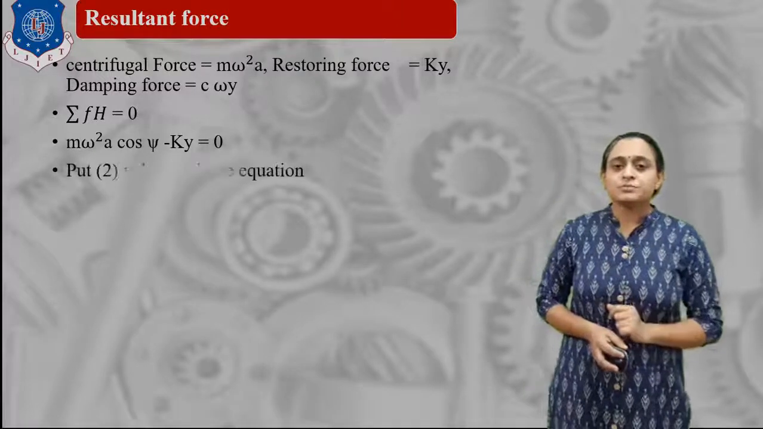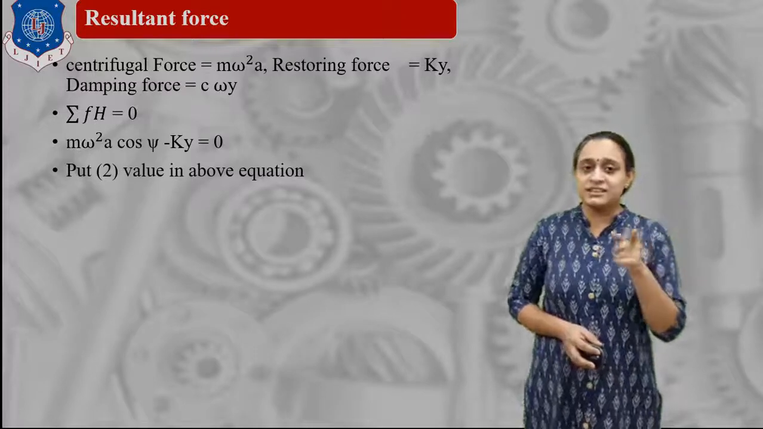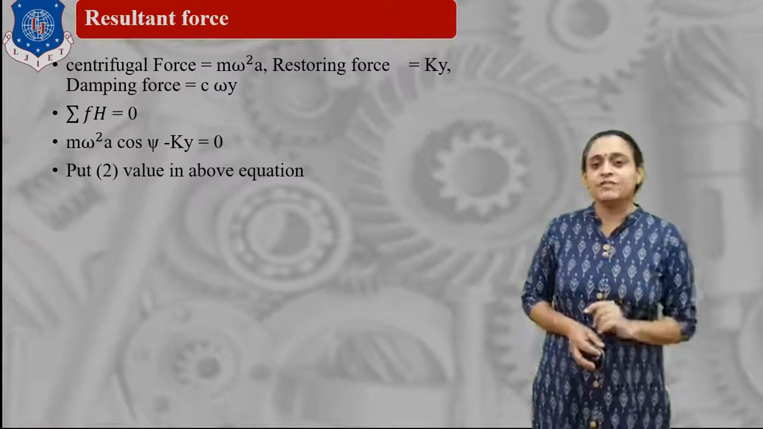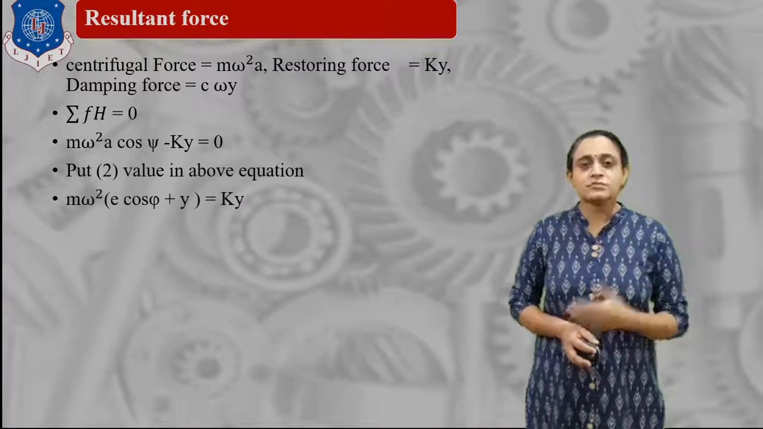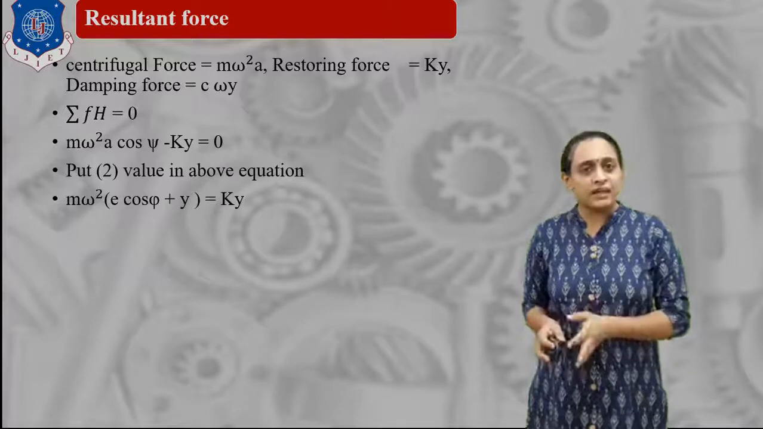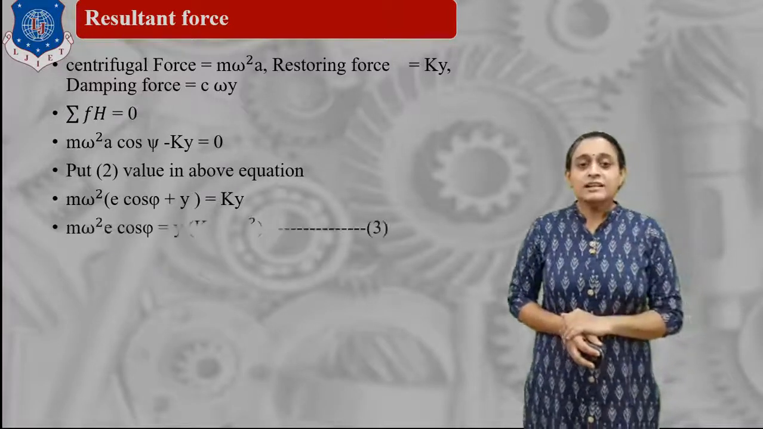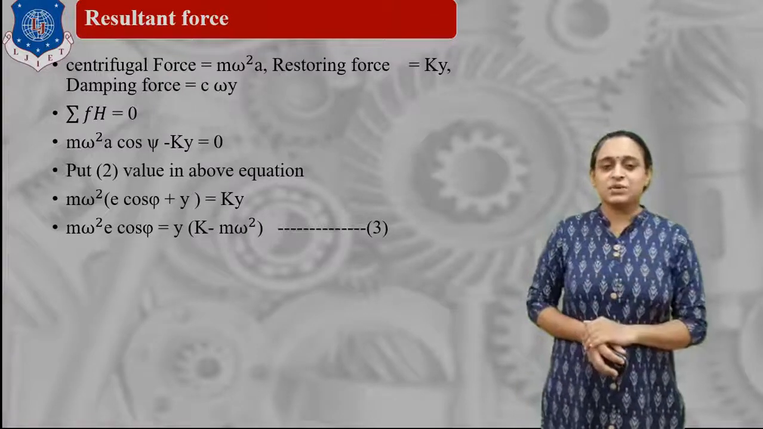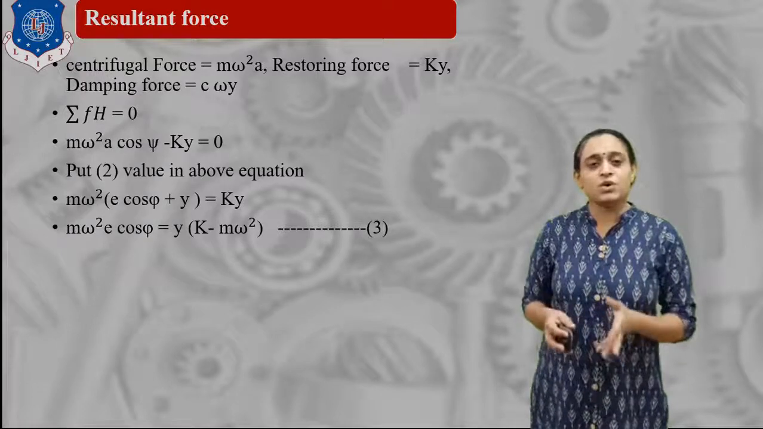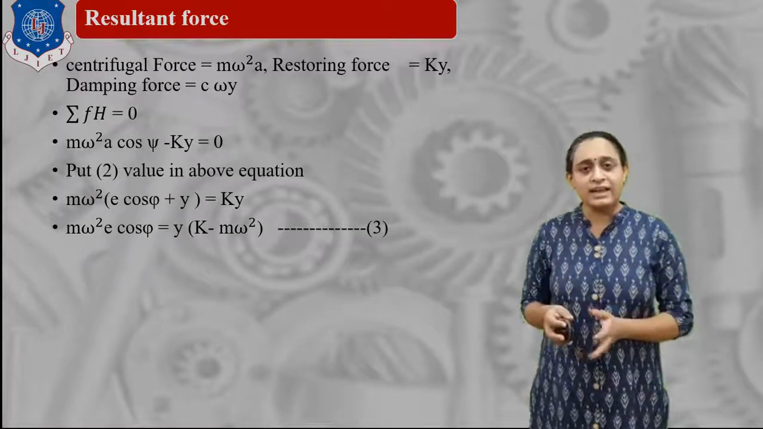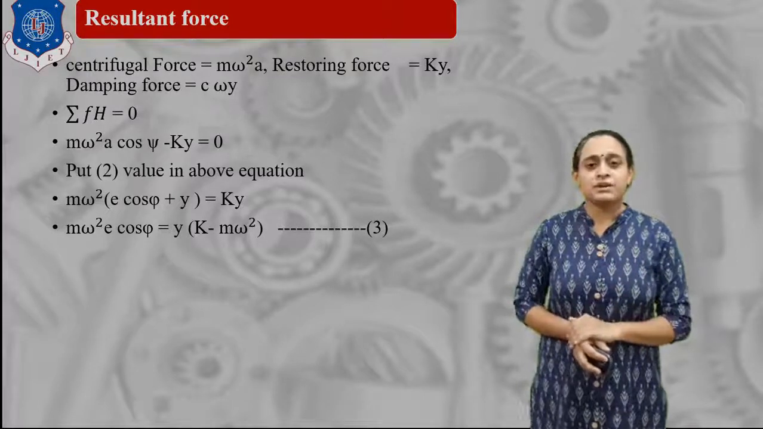Now let us put equation number 2, which we have already studied, which is the A cos psi value, in our above equation. So what we will get is m omega square into E cos phi plus Y is equal to Ky. Let us solve this equation further, and we will get m omega square E cos phi is equal to Y into K minus m omega square. So this is our equation number 3.